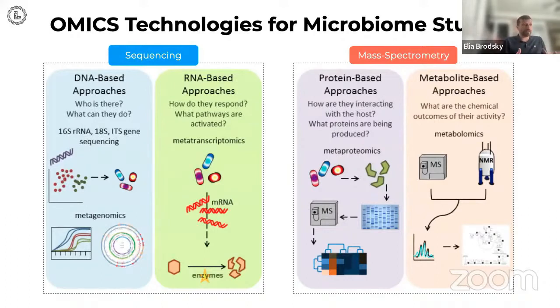So for sequencing, DNA-based approaches like 16S ribosomal RNA or ITS gene sequencing could be used. ITS is just another gene that is used for assigning taxonomy. But also we can use metatranscriptomics or full metagenomics. So full metagenomics right here means that we're trying to not only select a gene for taxonomy, but we would like to then assemble everything that we sequence into full genomes.